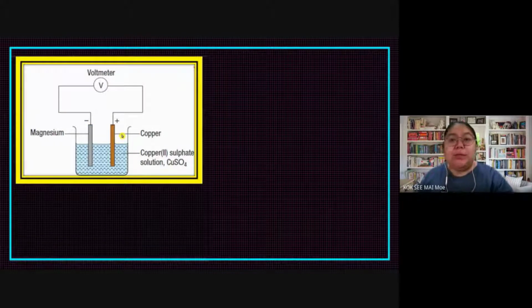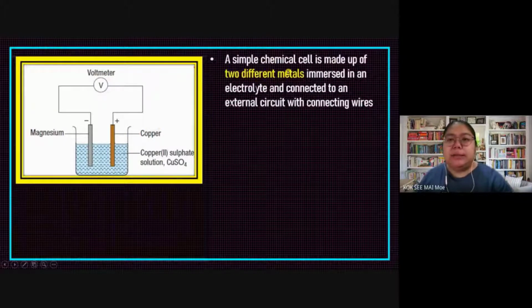Okay, so later we need to discuss how to choose which terminal you need to join to which electrode. Okay, let's see here. A simple chemical cell is made up of two different metals. They are immersed into the electrolyte and also connected to the external circuit. This one we call the external circuit, the outside one, with connecting wire. So this is how they build the simple chemical cell.